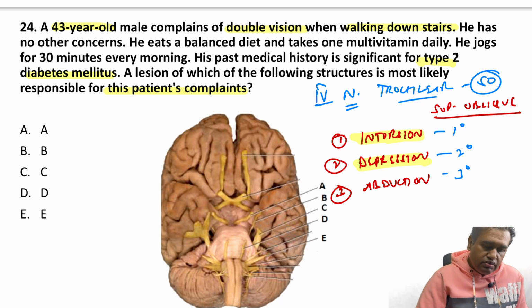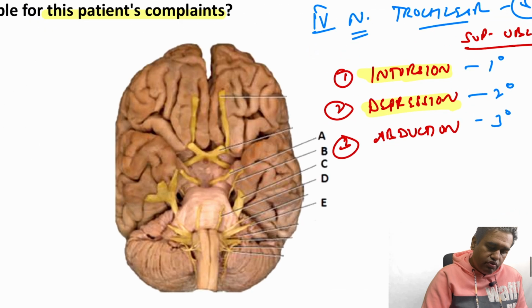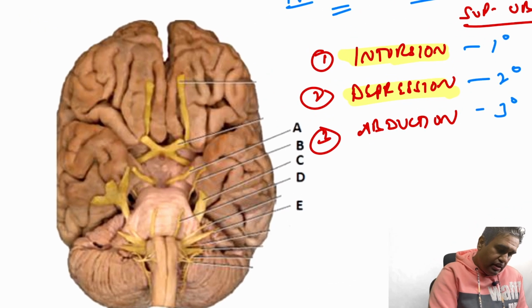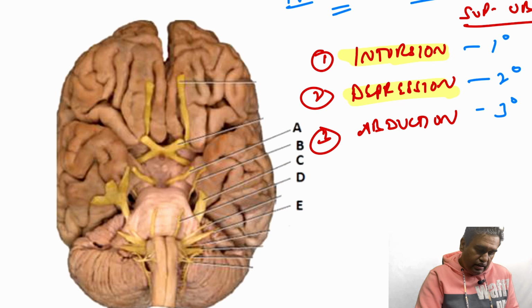So then the fourth nerve is not working, then it leads to this problem. Now over here, they asked, okay, can you identify the fourth nerve out of these A, B, C, D, E? Let us try to find it out. Shouldn't be a very big deal, but still.